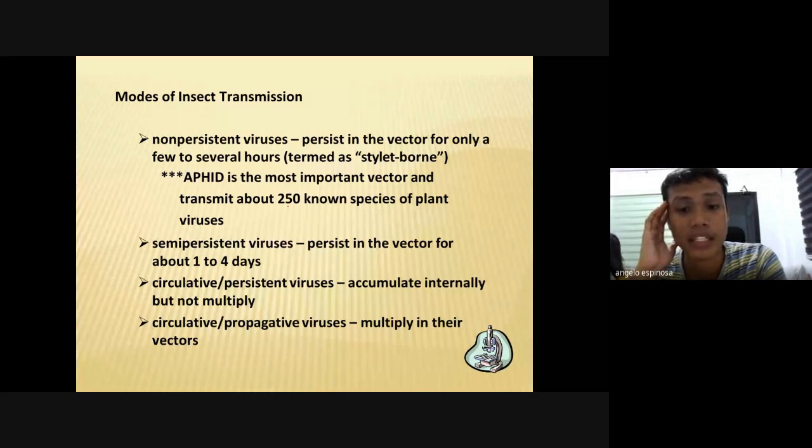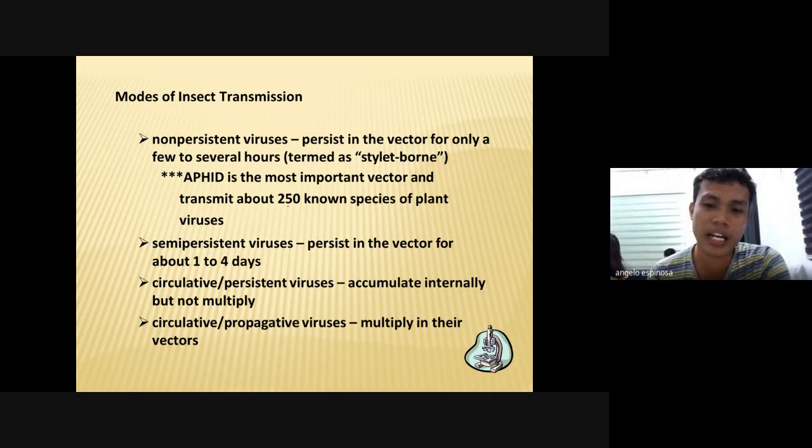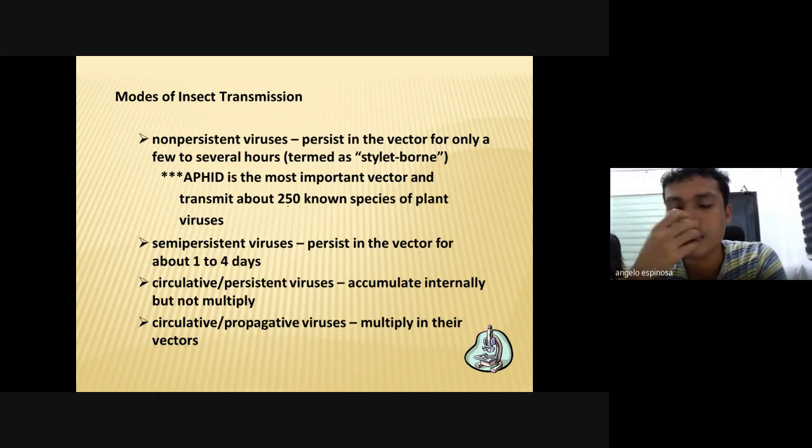We have also circulative or persistent viruses accumulate internally but not multiply. Ano yung nag-accumulate internally? Meron kasing mga insects na, tawag dun, yung sineswallow nila, yung vectors, and then it will not multiply but it can survive sa loob ng vector.